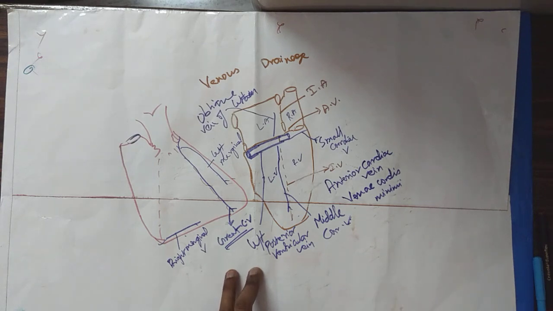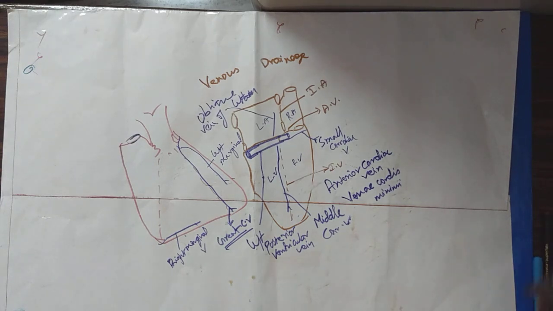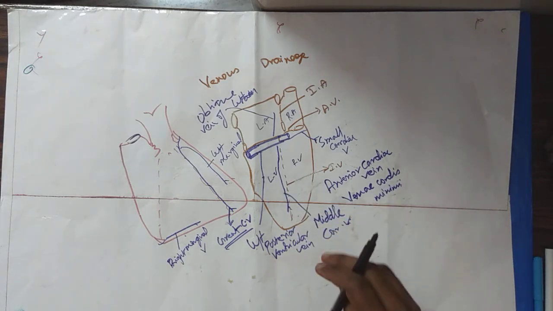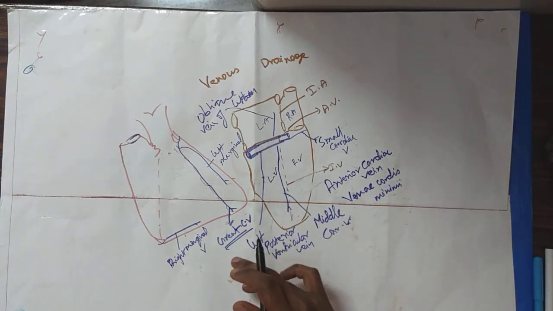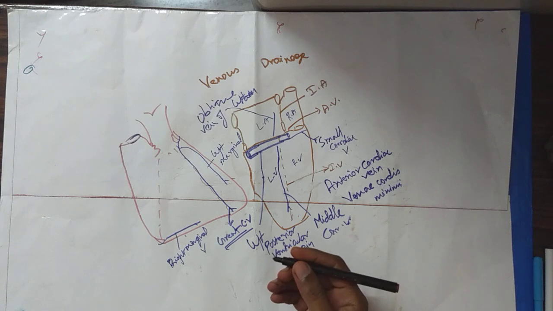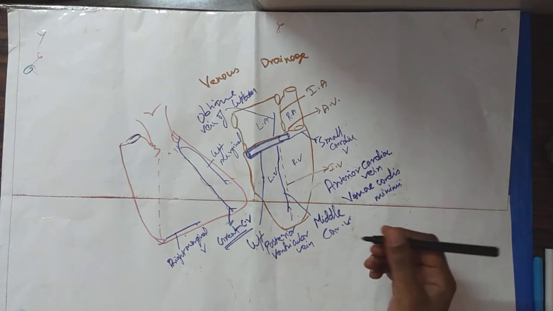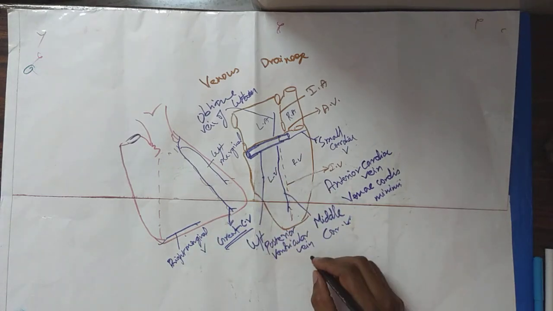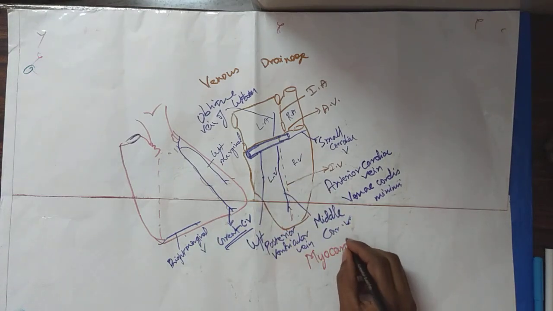So that is your venous drainage. Then the applied aspect of all this: if there is an occlusion in any of the arteries supplying the heart, like atherosclerosis or any thrombus formation, then you are having a condition called myocardial infarction. What's happening in this?